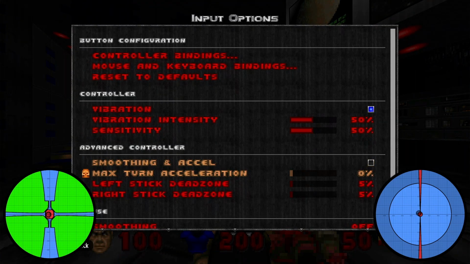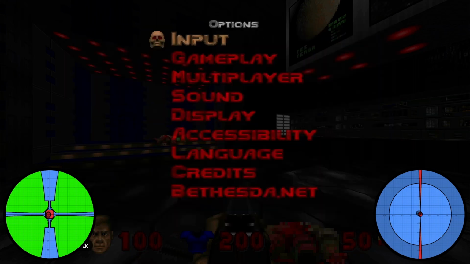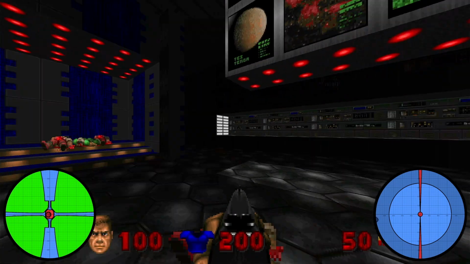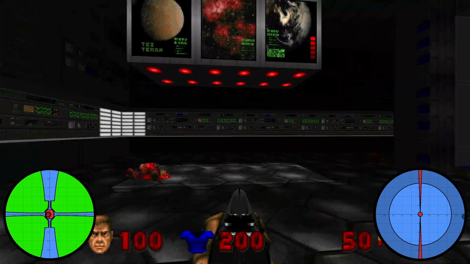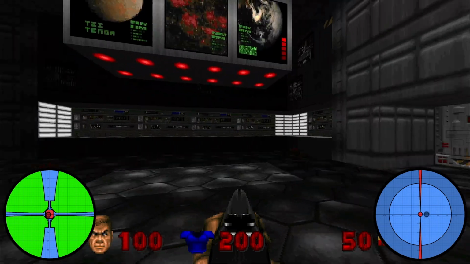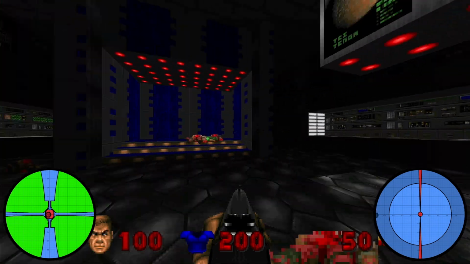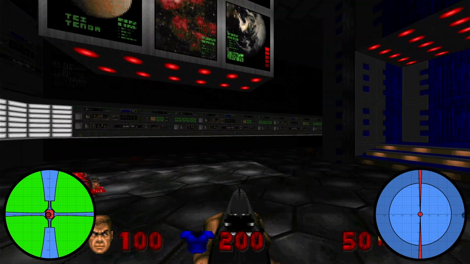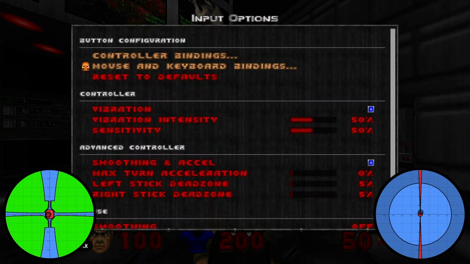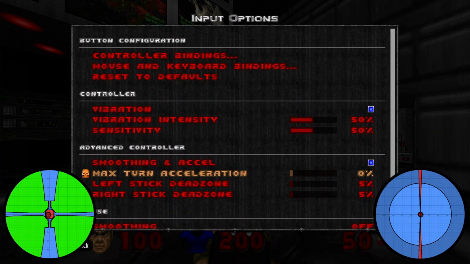Looking at smoothing and acceleration, if we enable this, smoothing is applied. And this is pretty obvious. If I change directions, you can see that there's a slight lull before it builds up to its maximum turn speed. And I had thought that this max turn acceleration function controlled the acceleration jump like in the Quake Remasters. It doesn't. It is actually a smoothing intensity option, basically. This controls how long it takes to build up.